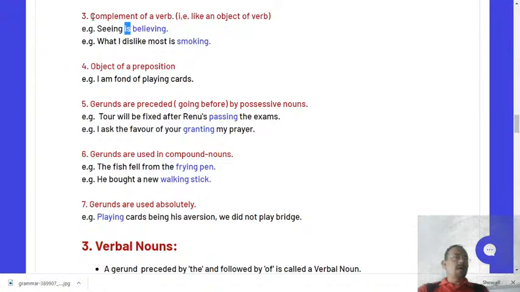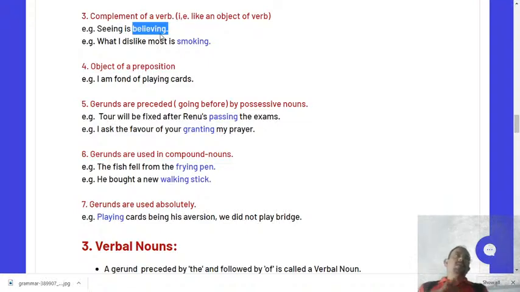So complement, I hope you've understood what is complement and what is object. Okay, now complement of a verb: seeing is believing. Here, dear students, you see believing is a gerund because it has gone after the be verb is. Therefore believing is used in the form of a complement after the verb is, and so it is called a gerund.